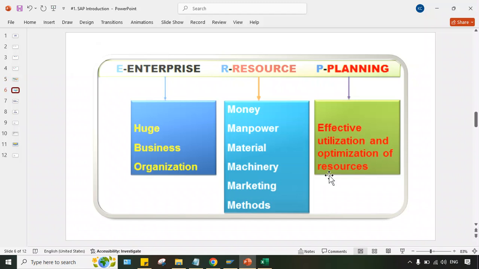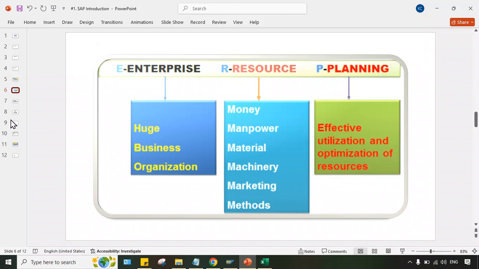Resources. What are the major resources required to run a particular organization? Minimum 4Ms are required. First of all, manpower is required, money is required, machines are required, materials are required. These are the four resources required to run an organization. And planning about what? Planning about the effective, optimum, maximum utilization of its resources.